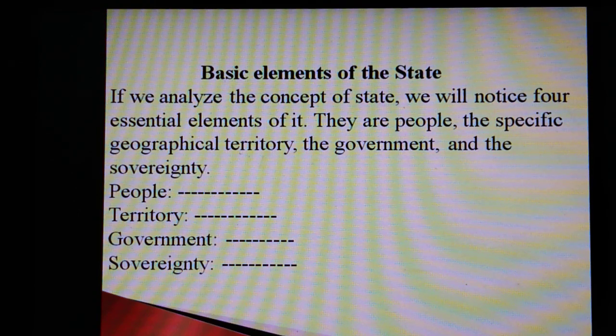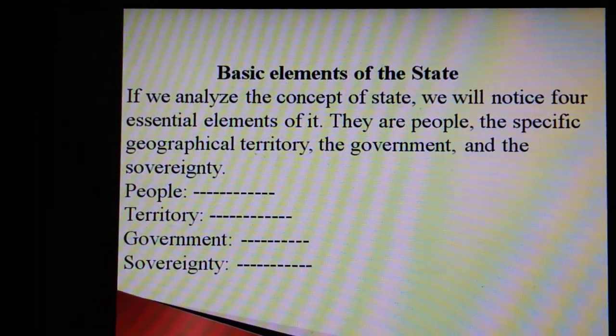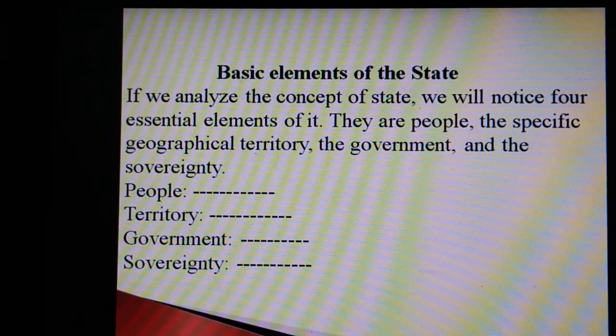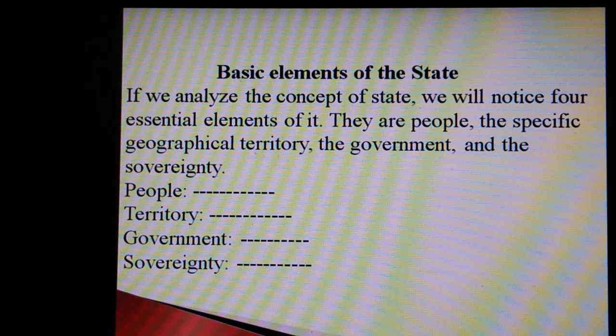Now, basic elements of state. If we analyze the concept of state, we will notice four elements of state. They are people, the specific geographical territory, the government, and the sovereignty. Now, I'm going to explain all of these elements in short.